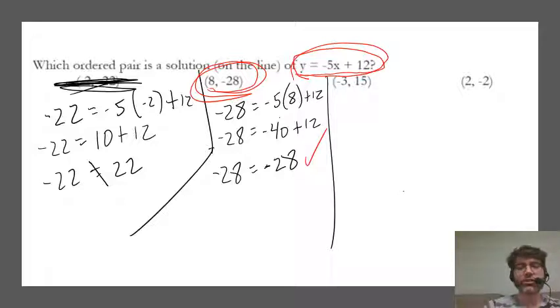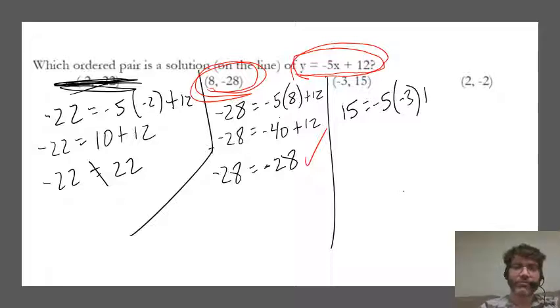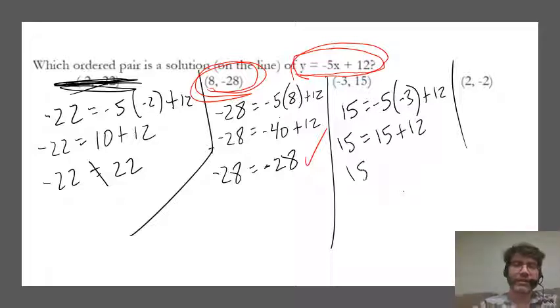Okay, so let's do the others because there might be more that also lie on the line, but maybe not, but we've got to try all of them. If 15 were y and -3 for the x, see if that turns into an identity. 15 equals -5 times -3, which is a positive 15. So 15 plus 12 is 27. So 15 definitely is not 27. That's inconsistent, so that doesn't work.